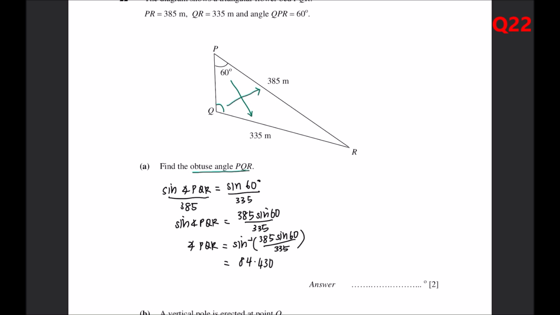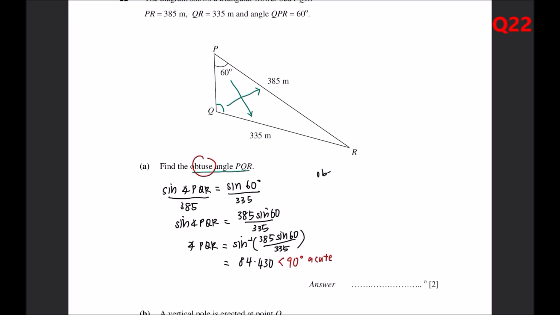But you also notice that 84.430 is less than 90 degrees, which makes it an acute angle. That is not what we are looking for, right? We are trying to find the obtuse angle. So how do you find the obtuse angle?